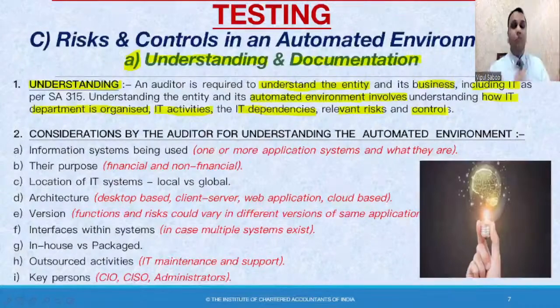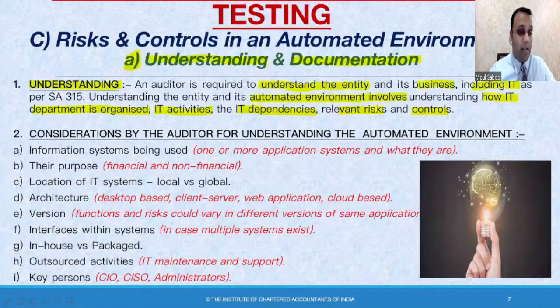So I've entered the entity, or I have got to know about the business. Now, what could be my parameters? What should I consider in understanding the entity and understanding the automated environment? What do I need to do? I am a layman who has understood what audit is. Now I'm understanding the automated environment. So as a normal auditor, what should be my considerations to understand an automated environment?